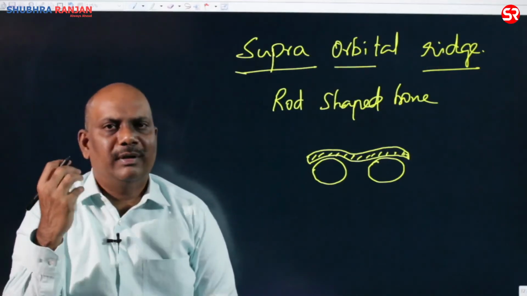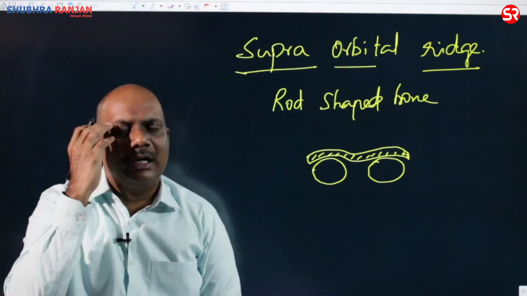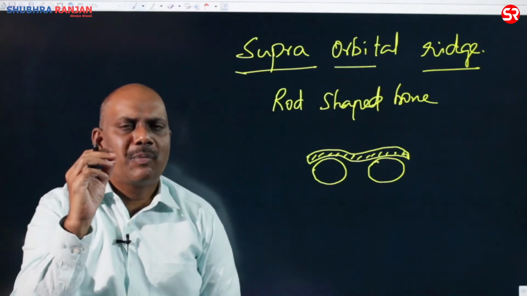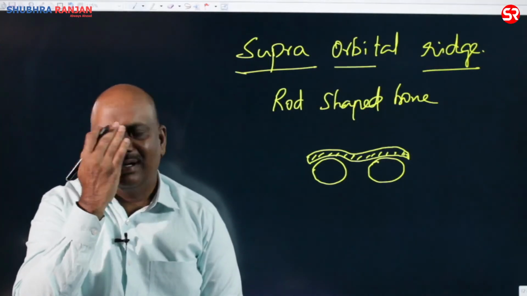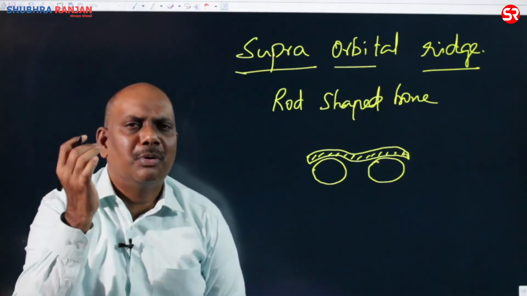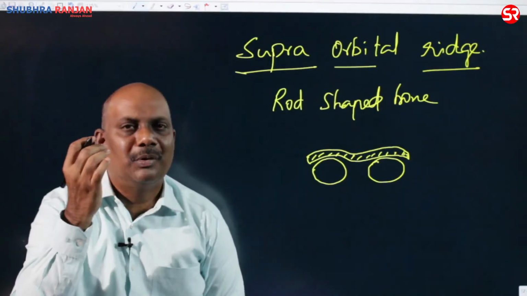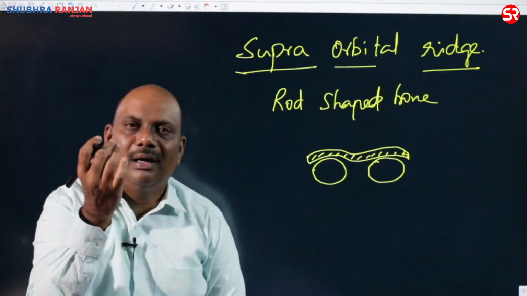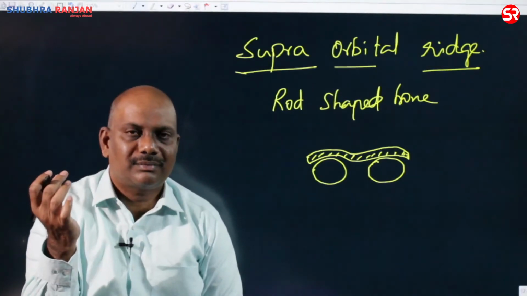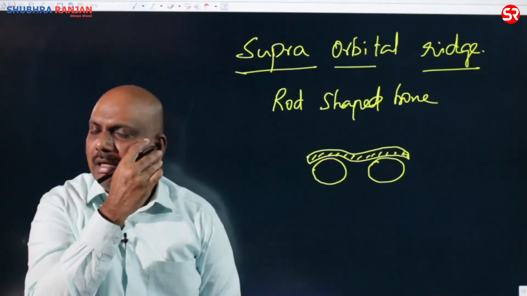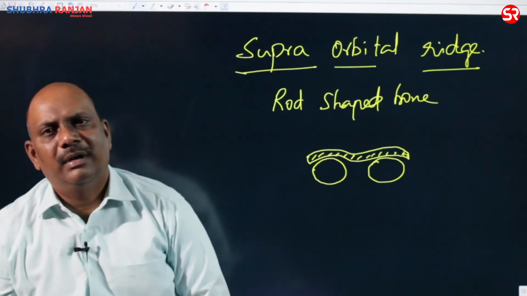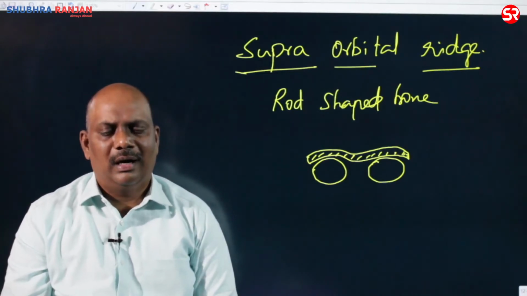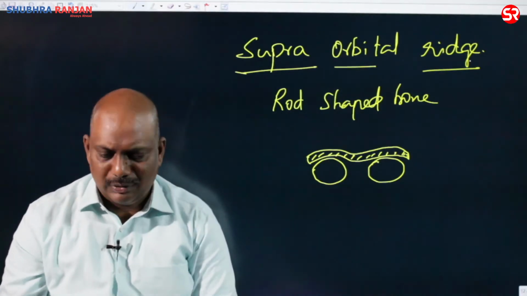So in the course of evolution, the supraorbital ridge started becoming smaller and thinner, and now it is totally absent and found only as a small brow ridge. But this bone used to be very prominent for our apes. This is called a supraorbital ridge. So I will show you in this picture.